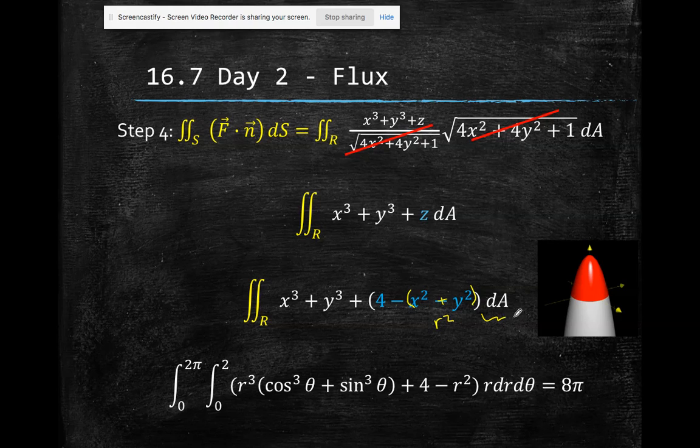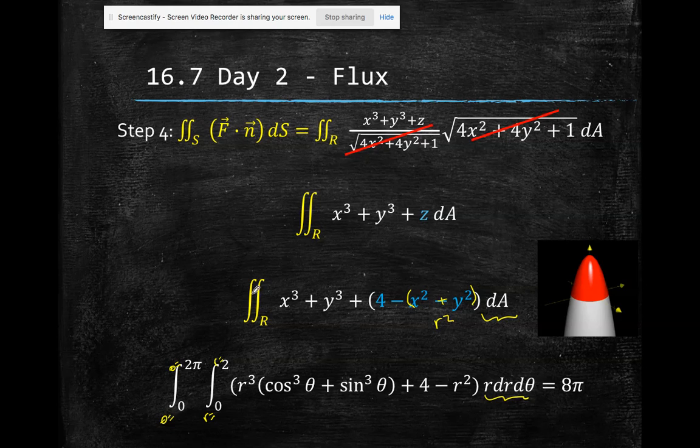Since I was going into polars, I transformed dA into r dr d theta. And I'm not going to do this integration. This is algebraically kind of heinous. But notice my limits of integration. Can you see what I did here? R equals 0. That comes from a radius of 4. And r equals 2. And then, of course, theta goes all the way around, right? Okay, and I get a very nice number, 8 pi.